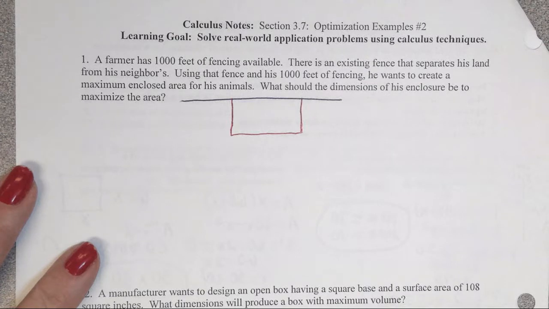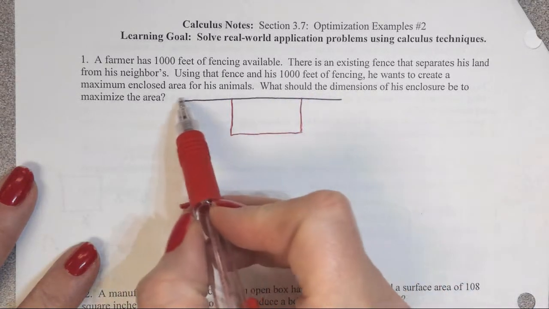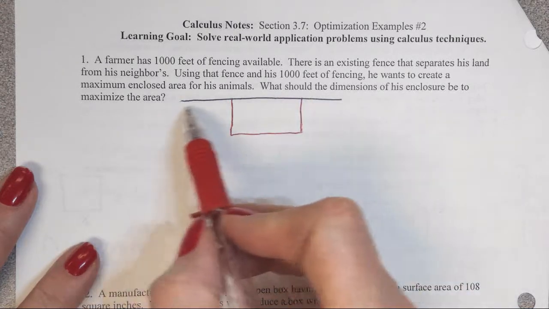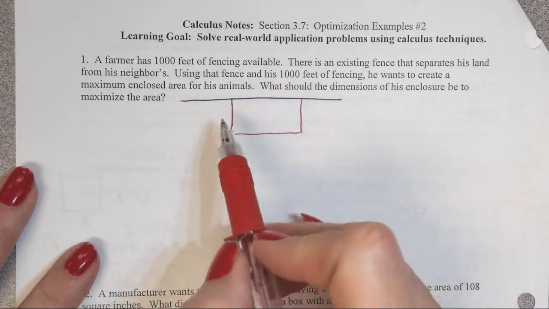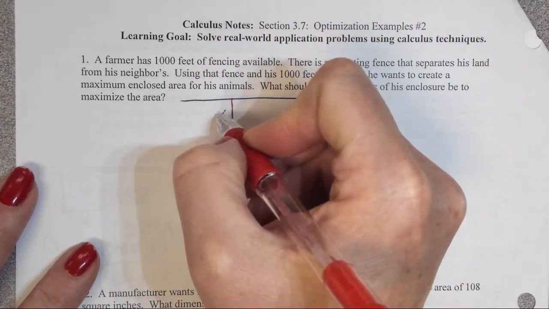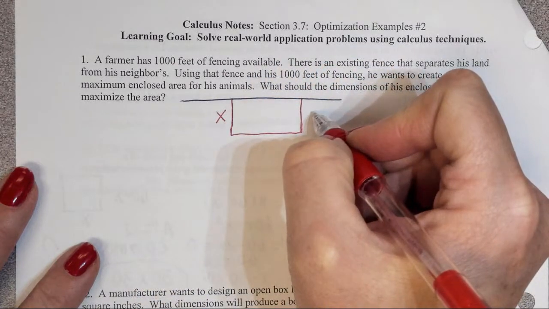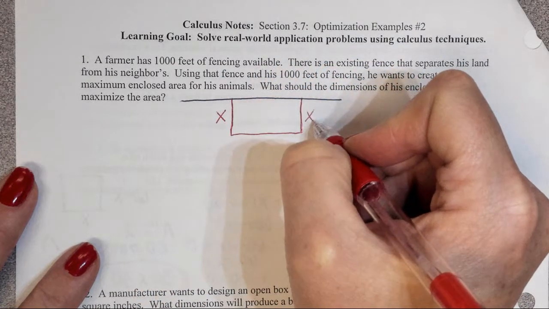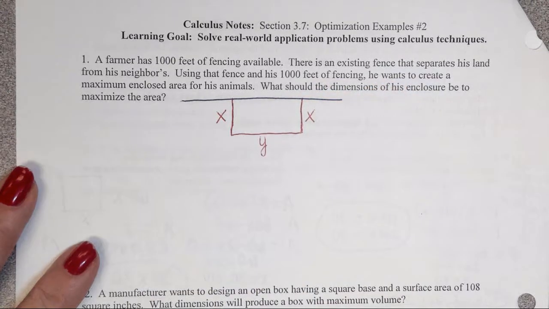When people make fences, like an enclosure, it's usually a rectangular shape, so that's implied. So he does not need to use fencing here, guys. He's using that one that's already there. So what if I call this X? What's this going to be if it's a rectangle? X. I'm going to call this Y for now.